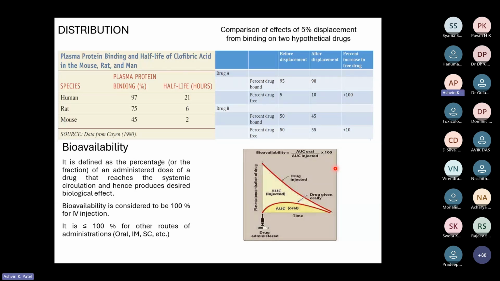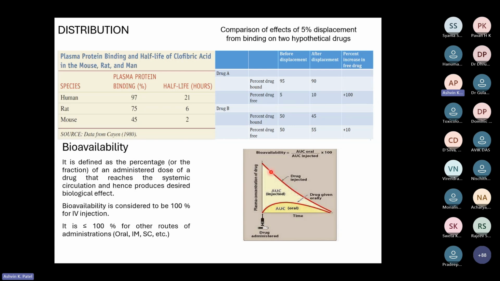Another term is bioavailability. It is the percentage of an administered dose of a drug that reaches the systemic circulation and hence produces the desired biological effect. The bioavailability is considered to be 100% for IV injections, and the rest of the routes of administration have less than 100% bioavailability.